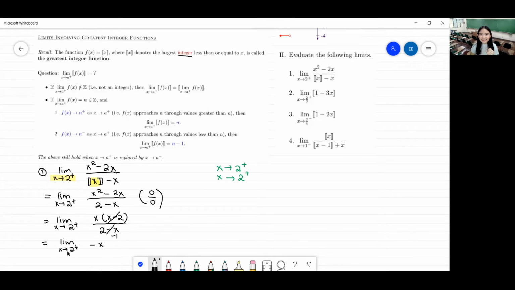So ang sagot here, if I let x be equal to 2, is in fact negative 2. And that's my final answer. Okay, sige, let's go to item number 2 here.